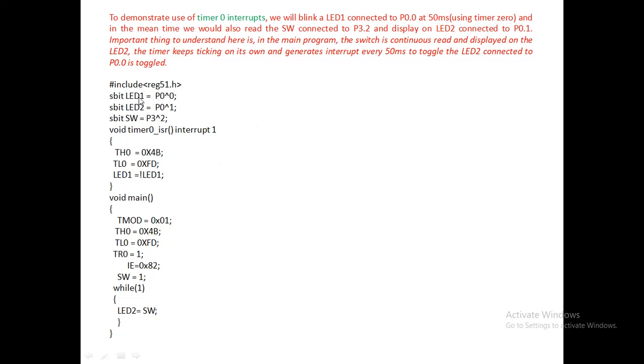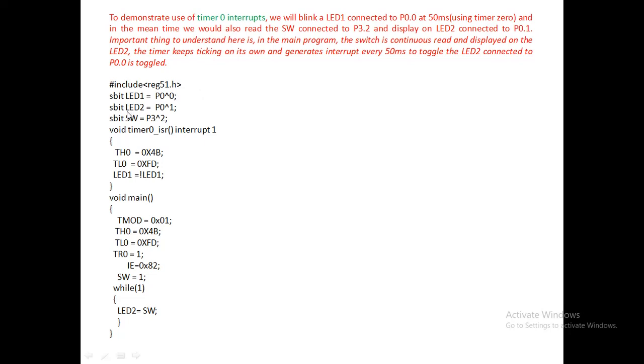Now we will go through the program. It is a header file, then sbit LED1, to generate the 50 millisecond delay, P0^0. This is the syntax to define a single bit with the help of sbit: LED1 equal to P0^0. Already you can go through my timer programming lecture series to know how to calculate the 50 millisecond delay and what value has to be loaded into TH0 and TL0. On this bit I am going to generate the 50 millisecond delay.